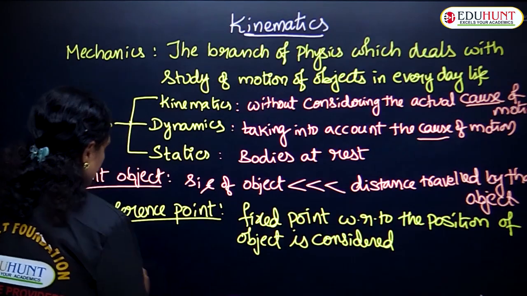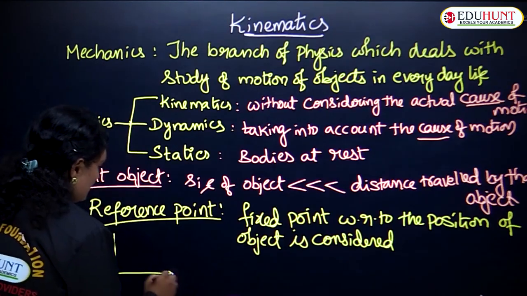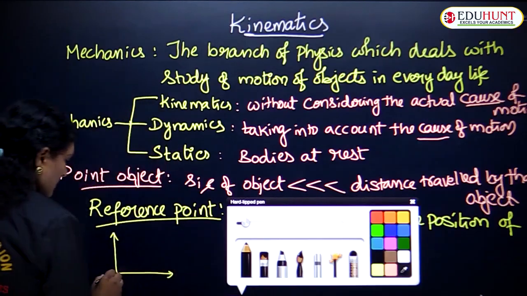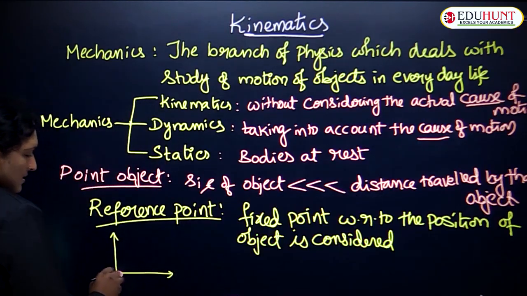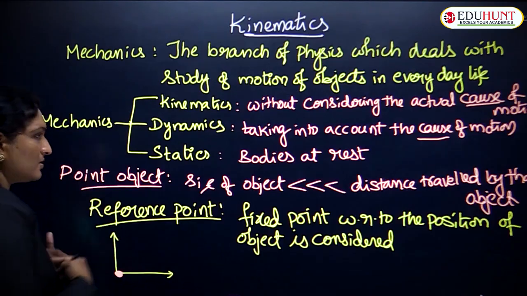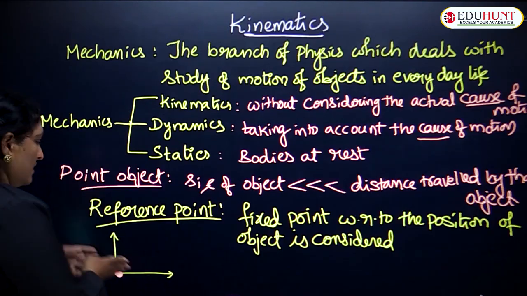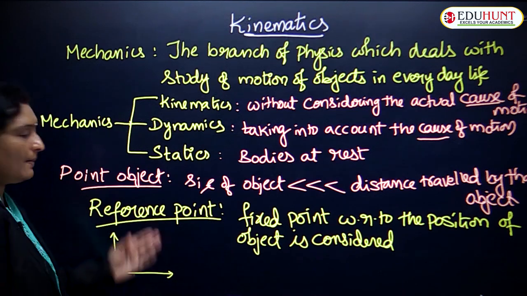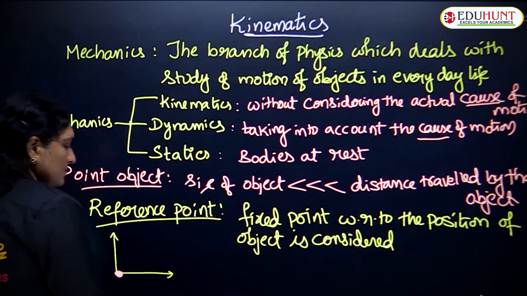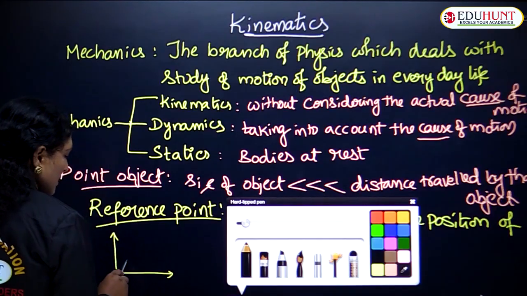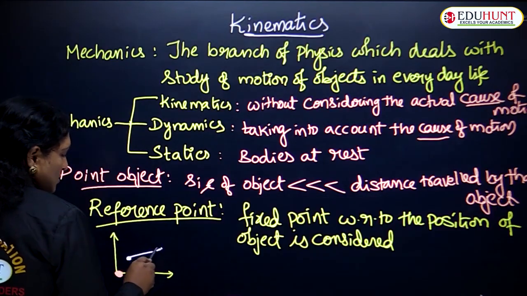That means, in mathematics, you study about origin. So here you go with the origin. Suppose this is the origin, you consider it as a fixed point. And if you suppose that a body is set into motion, it may travel along the x-axis, the y-axis, or anywhere in a plane.